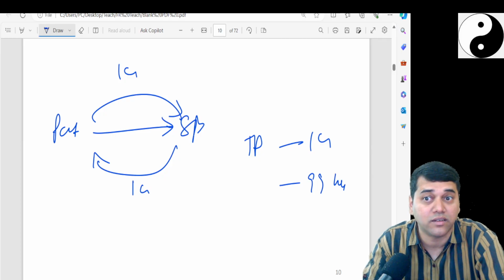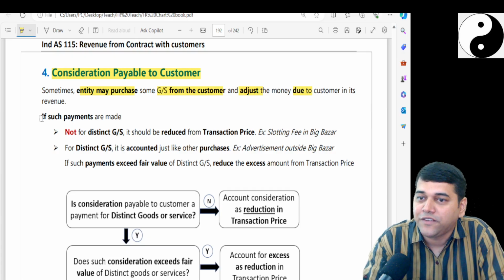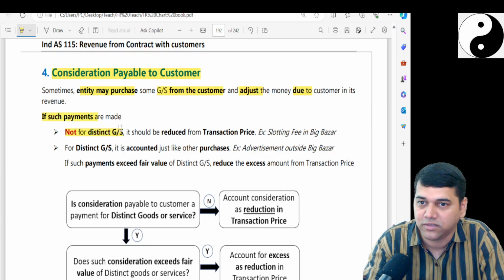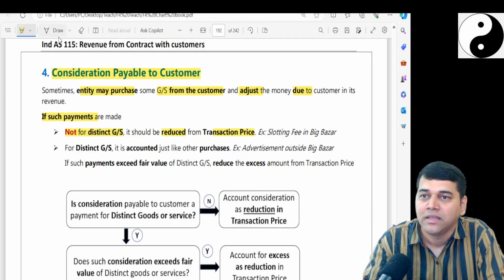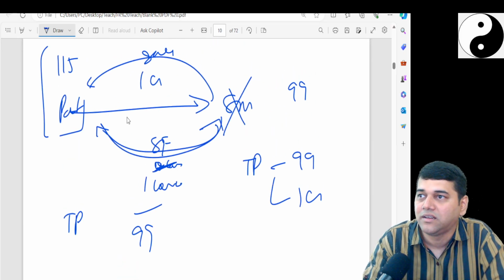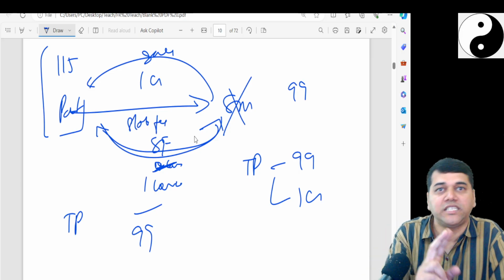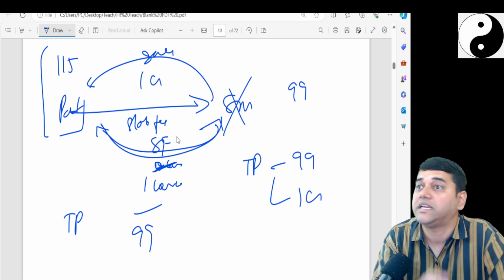That's why, now let us understand, see the beauty of the standard. It says that if such payments are not made for distinct goods or services, it should be reduced from the transaction price. Like when Patanjali paid 1 lakh for slotting fee, is that slotting fee a distinct goods or services or not a distinct goods?